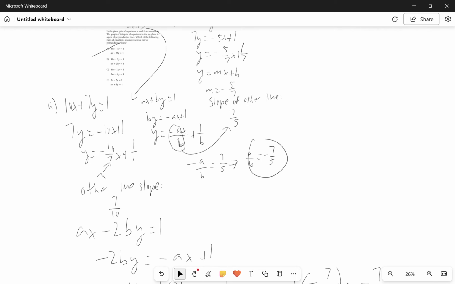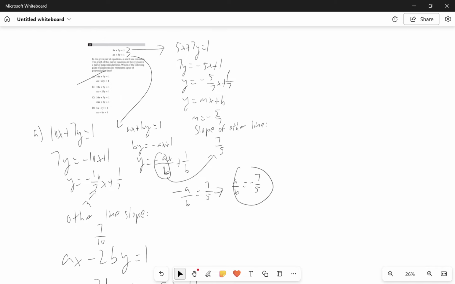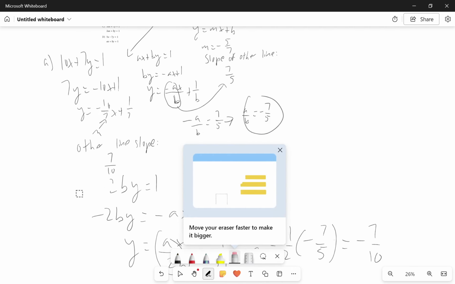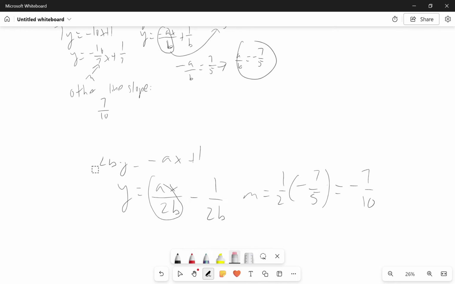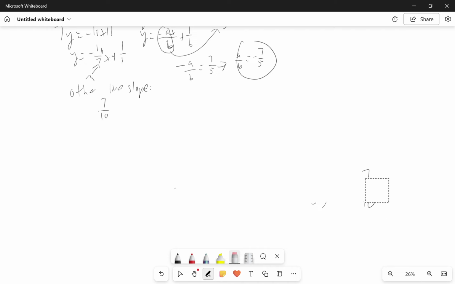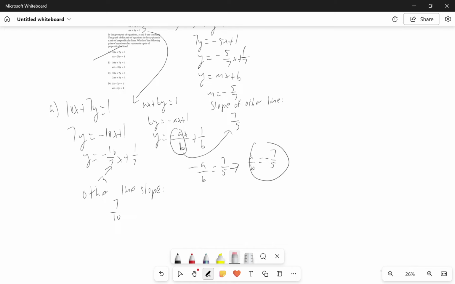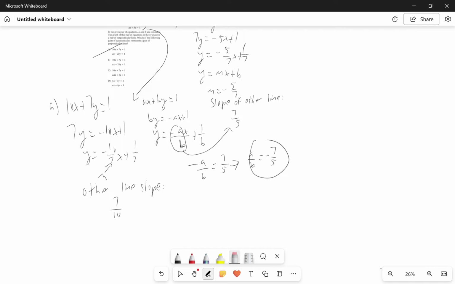Let's try B. I'm going to erase this work just to keep it neat. We know the slope should be 7/10 because the top line is still the same, thankfully for us. So the other line's slope just has to be 7/10. Now let's try that.